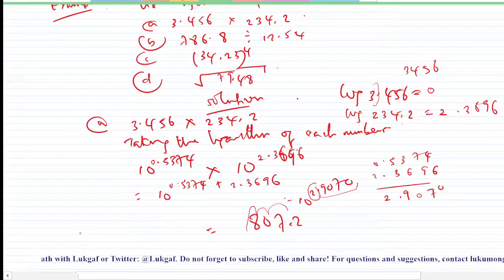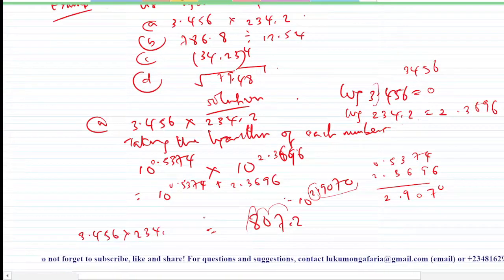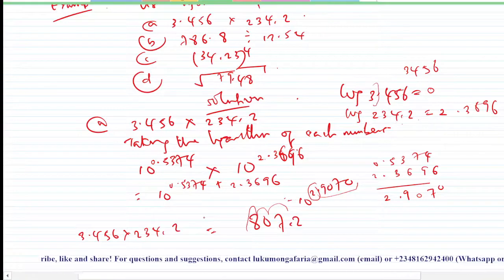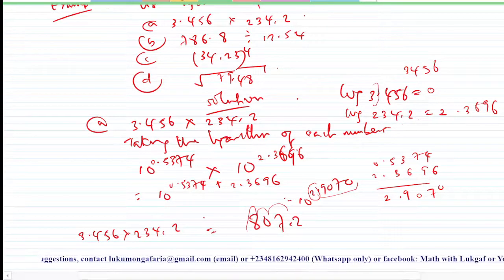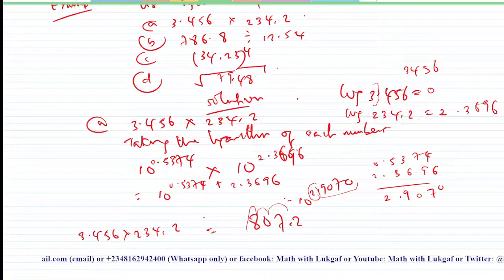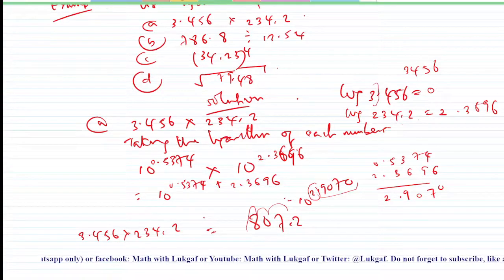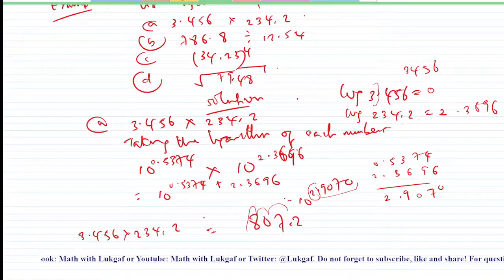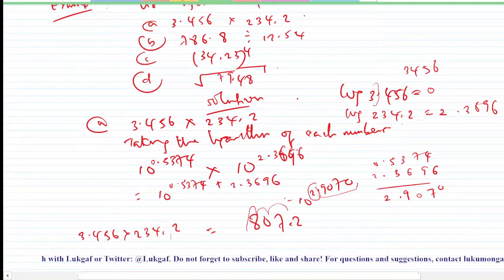So therefore, 3.456 multiplied by 234.2 gives me 807.2. If you confirm that with your calculator, you will see you are going to get the same result or an approximate result.